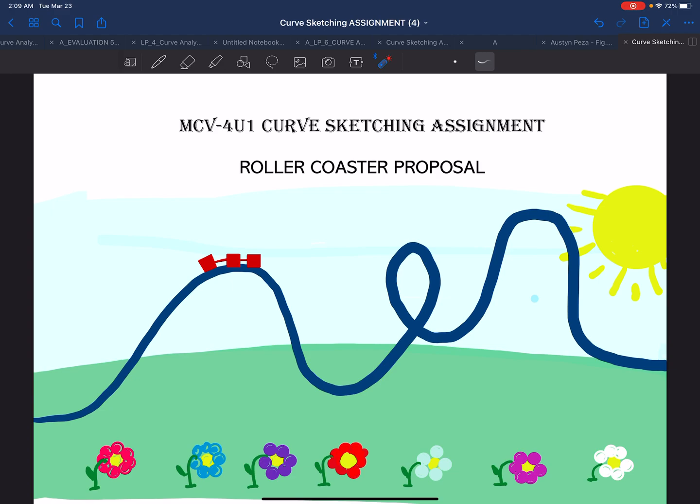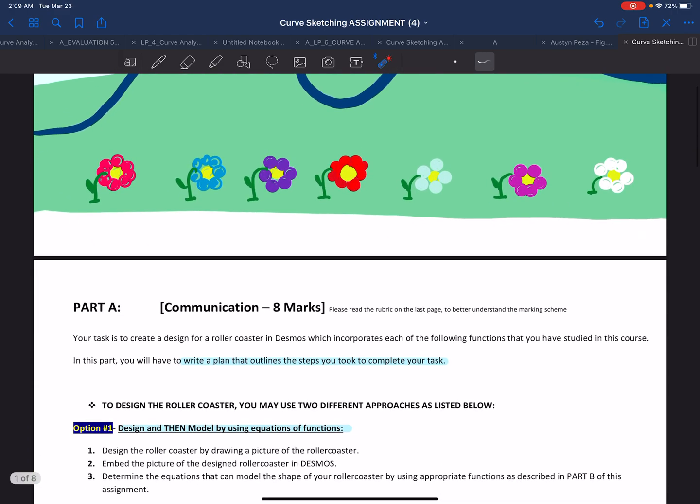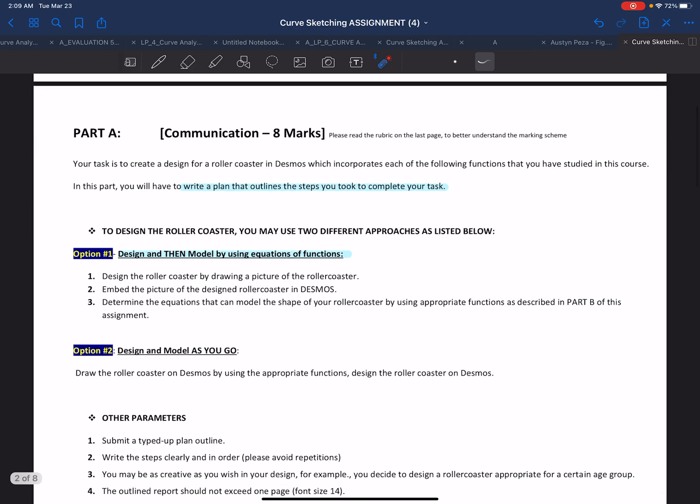So let's get started. This assignment is organized in three main parts. In part A, you have to write a plan that outlines the steps you took to complete your task. Remember that you will have various options to approach designing the roller coaster. The ones that I would propose are the following. Option number one, design and then model by using equations of functions.